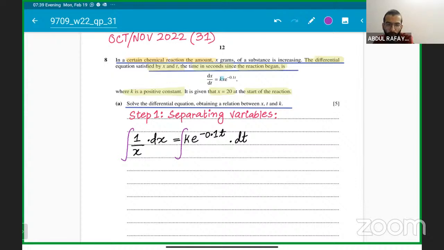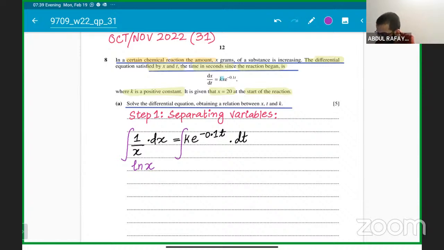So we have integration of 1 over x. It will become ln x. Everyone getting it? So integration of 1 over x will become ln x, students. We already know that the integration of 1 over x is ln x. Now what about this? How do we integrate this?